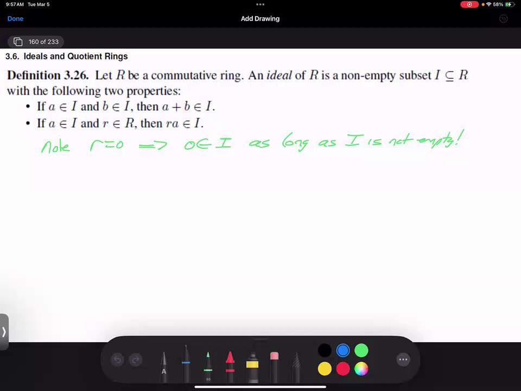When I say a ring is commutative, what does commutative mean with respect to what? With respect to multiplication. So an ideal of R is a non-empty subset I contained in R, and it has two properties. If you take two things in I and add them, you get something in I. And if you take something in I and something in R and you multiply, you get something in I. So notice that the second condition is a bit more generous than you might have expected. What might you have expected the condition to be for an ideal, for multiplication?